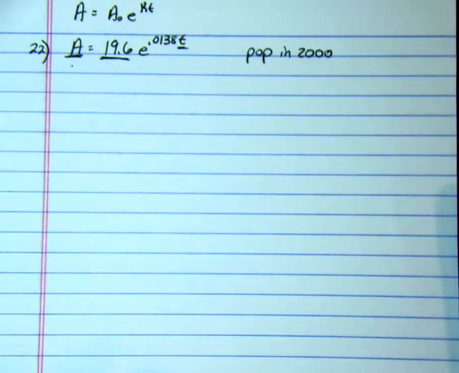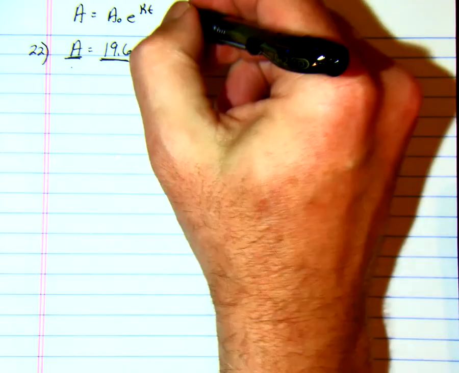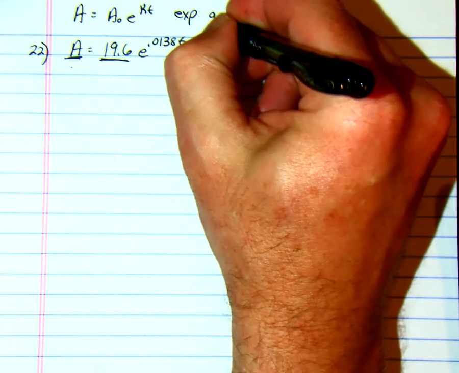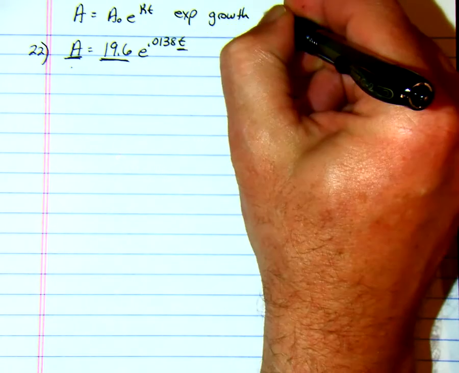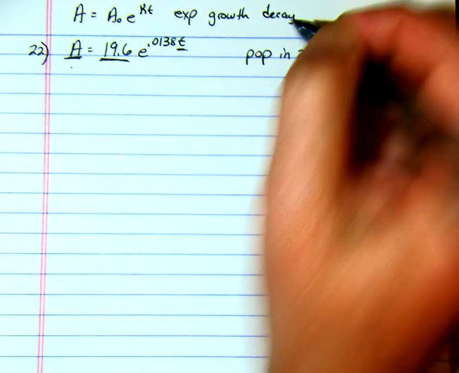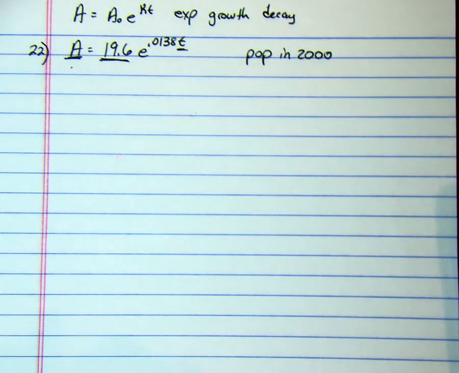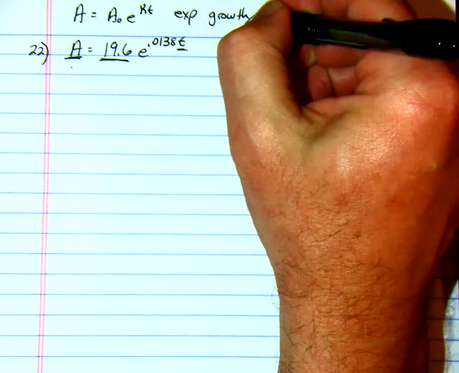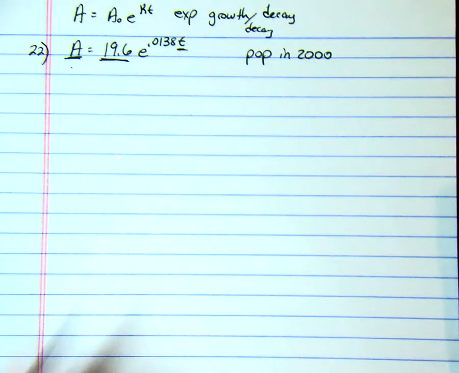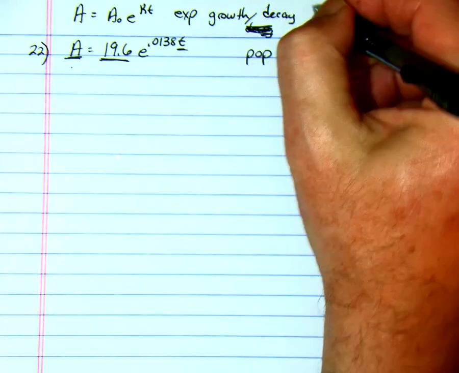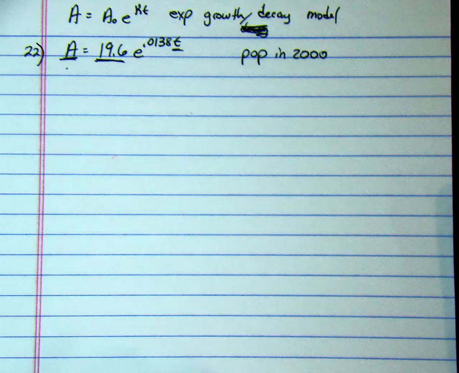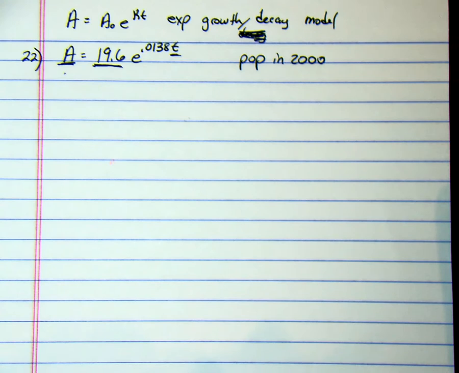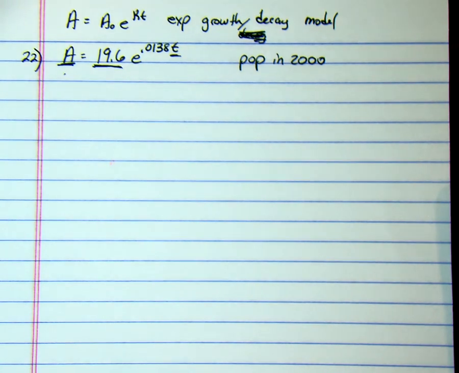If we go back, this is an exponential growth model. It could be decay, I guess, if my K value is negative. We need to call it a growth/decay model. Okay, growth/decay, that is that model.